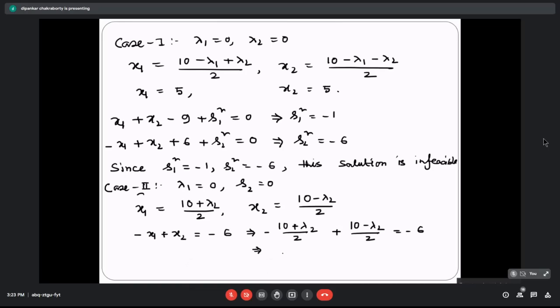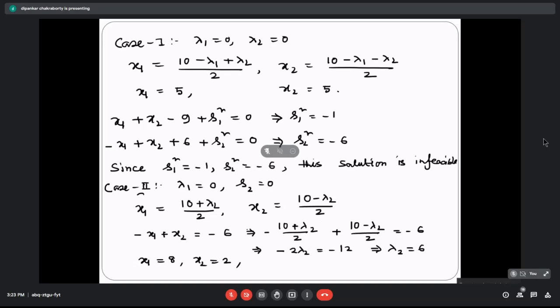So quickly tell me what is coming. 10 and 10 will be cancelled out, minus 2 lambda 2 over 2 is equal to minus 6, so lambda 2 is equal to 6. Am I correct? Yes, sir. So if lambda 2 is 6, then what is the value of x1? (10 plus lambda 2) divided by 2, that is 8. And x2 is what? (10 minus lambda 2) divided by 2, that is 2.